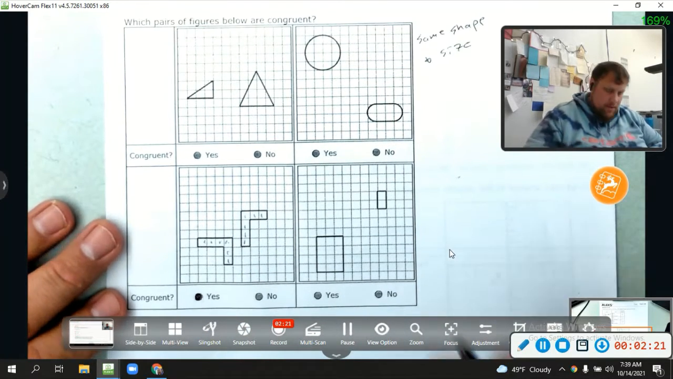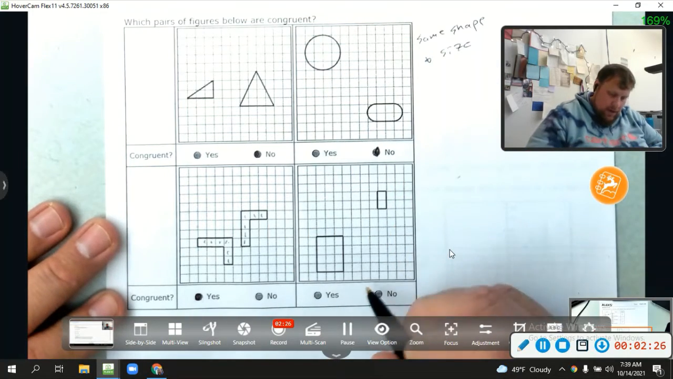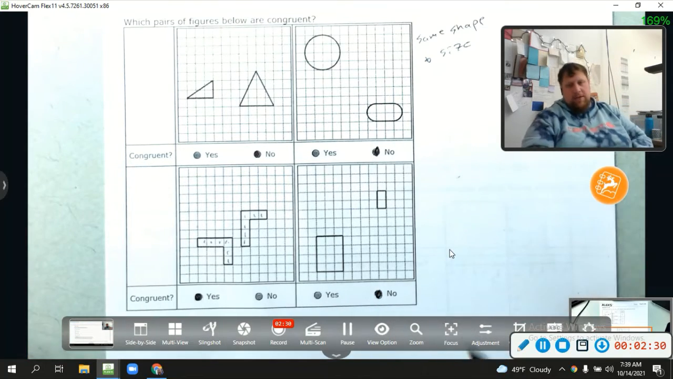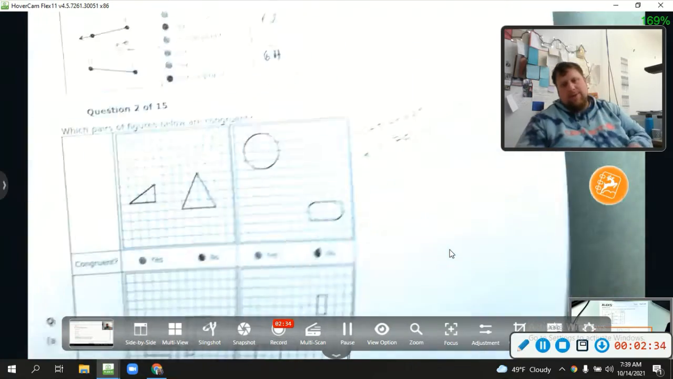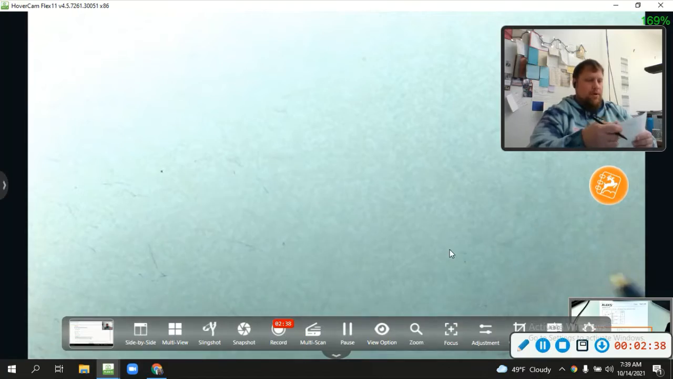But that's one. So we got no. I forgot to color these in. No. And then down here, definitely not. So this is the one right here. It's just rotated, but it's the same shape and size. Awesome. I told you we were going to bust through this pretty quick. Some of these take a little longer, though. Don't you worry.